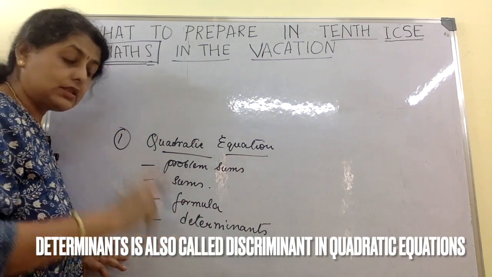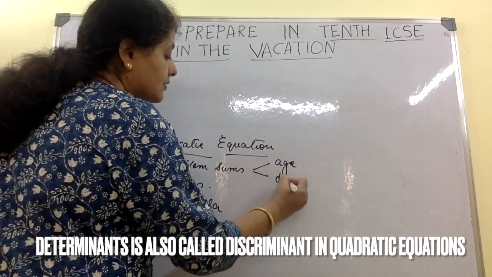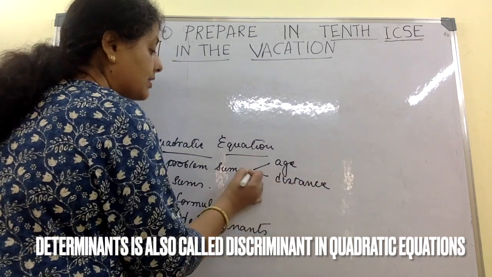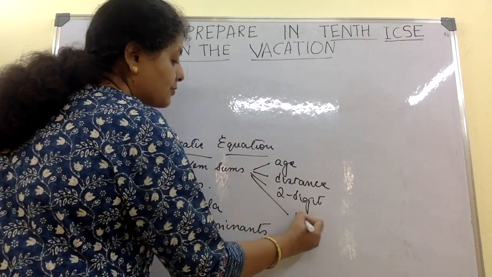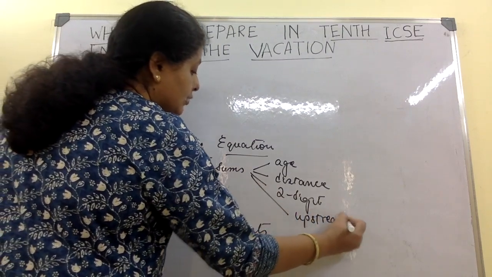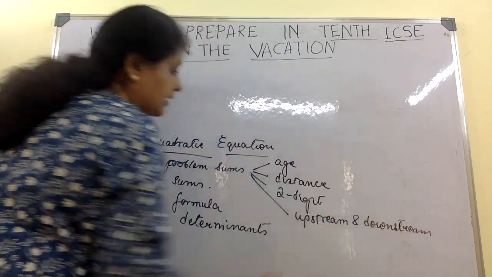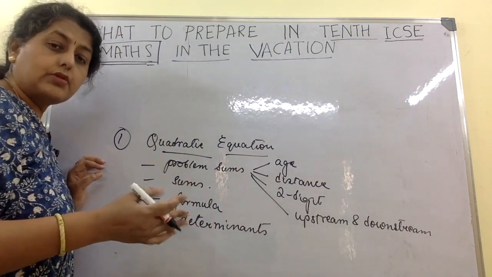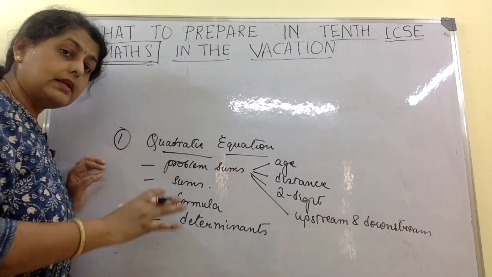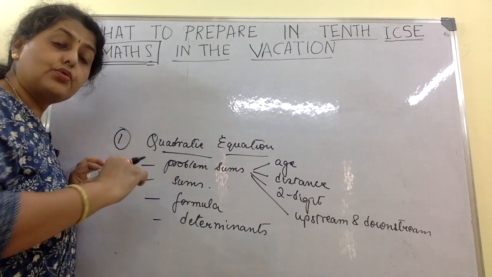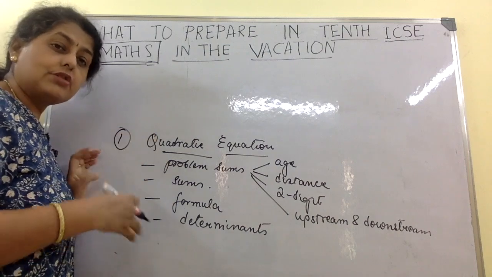What is the toughest is the problem sums, where you have age related problems, distance related problems, just like you had last year in simultaneous equations. You had 2-digit number questions, upstream and downstream questions, and apart from this you also have miscellaneous other questions on problem sums. So it is important to understand these problem sums. What becomes difficult for children is to frame the equation. Once you have framed the equation, you can easily do it.